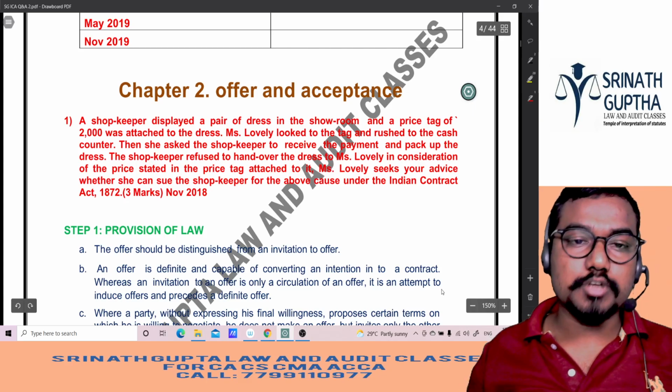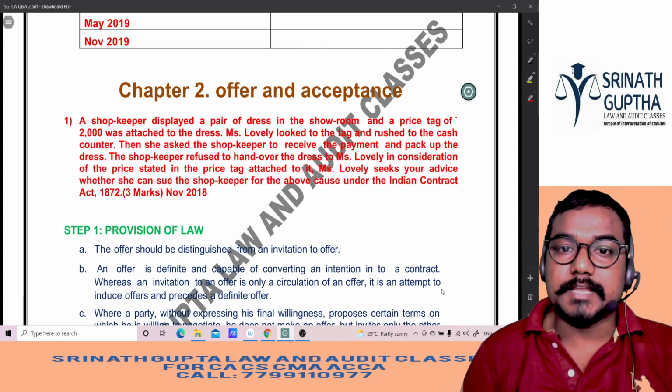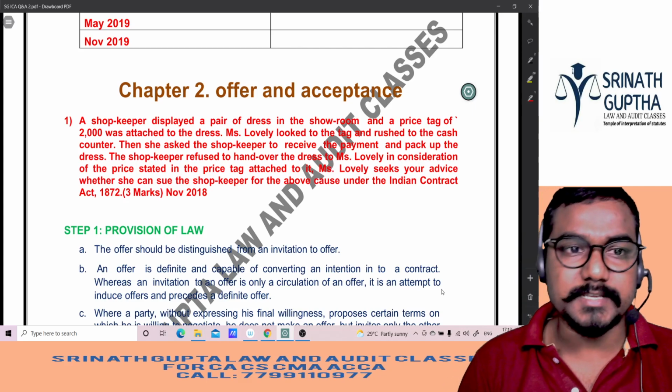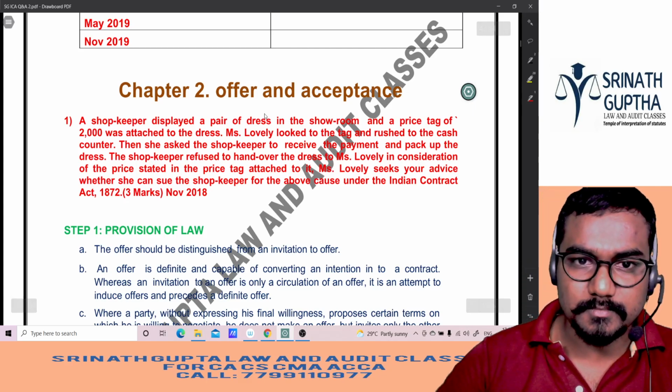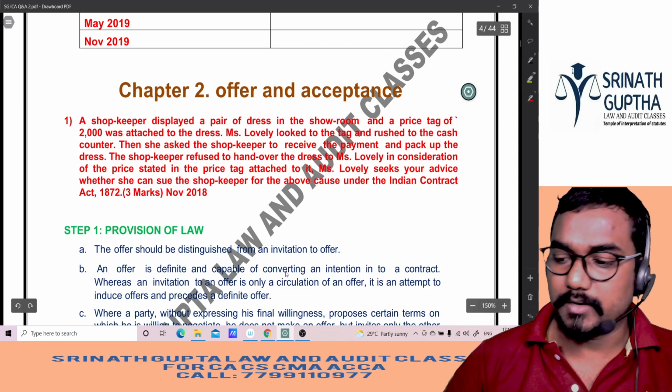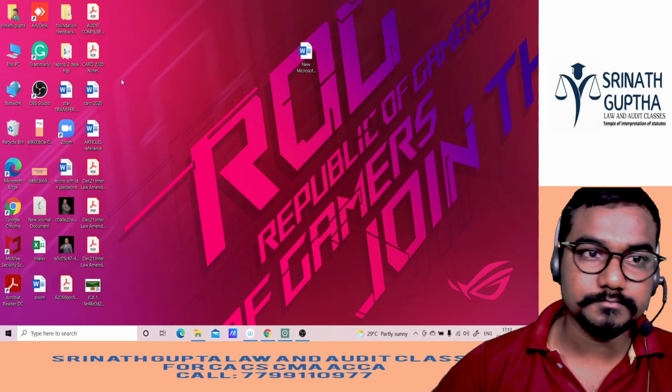A shopkeeper displayed a pair of dress in the showroom and price tag of 2000 was attached to the dress. Till now, let us try to understand what he is saying, beta.